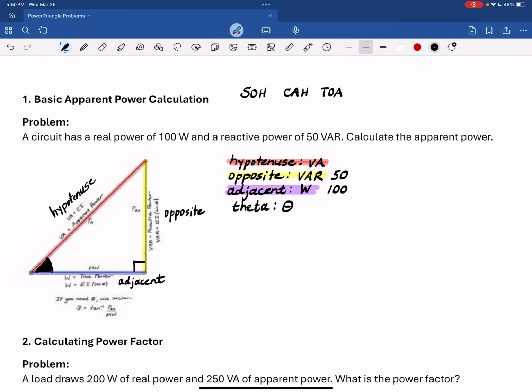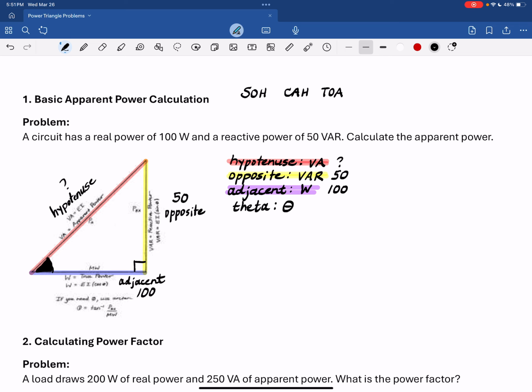Calculate the apparent power. So noticeably missing is theta. This is not a trig problem as far as the ratios. It's going to be a Pythagorean theorem problem. So in this particular triangle, we do not know hypotenuse. We don't know apparent. We know opposite. We know the reactive power is 50. And adjacent, we know to be 100. The real power is 100.